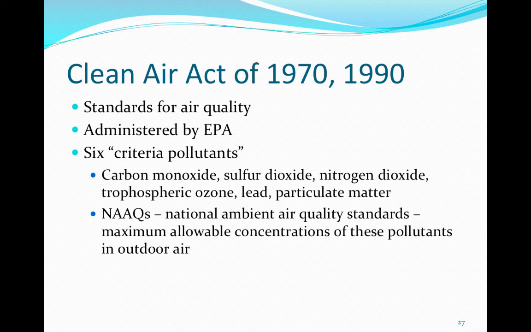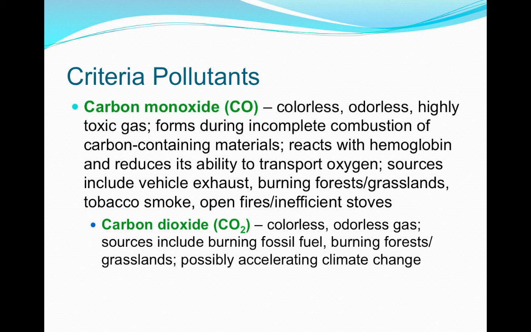It's carbon monoxide, sulfur dioxide, nitrogen dioxide. We're going to be a little bit more general with that. Tropospheric ozone. Remember we talked about ozone in the stratosphere? Ozone is good up high and bad nearby. And then lead and particulate matter. So let's go ahead and talk about all of them. The first criteria pollutant is called carbon monoxide, CO.